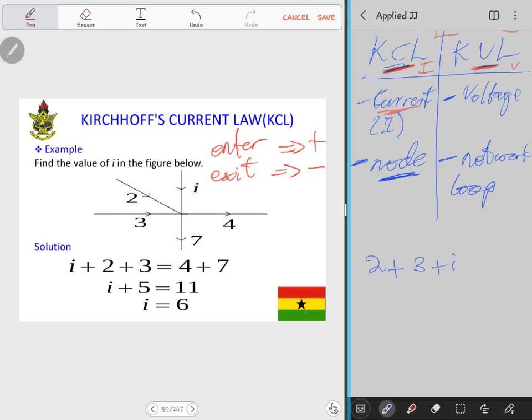And then those exiting, right? Which ones are exiting? We have 7, right? If exiting means negative, so negative 7, right? And then 4, so negative 4. And if I equate everything here to 0, that's what we mean by the algebraic sum of the current entering and leaving a node is 0. That's what it all means.